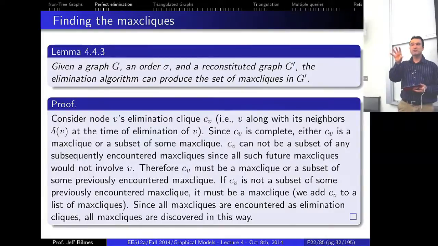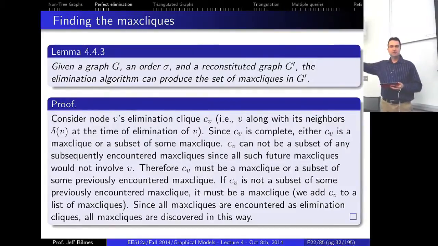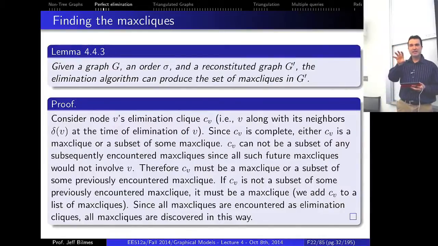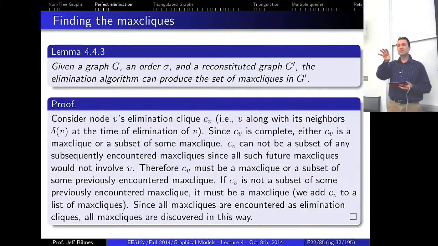Now that vertex and its neighbors might be a max clique or might be a subset of some max clique. But any max cliques that we encounter in the future of the point that we eliminate that vertex, this guy can't be a subset of that max clique, because those max cliques don't contain V anymore, because V has been eliminated. So basically, V and its neighbors at the time that V is eliminated either has to be a max clique or a subset of some other earlier encountered max clique, right?